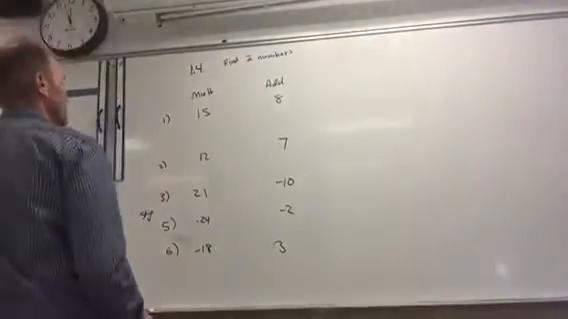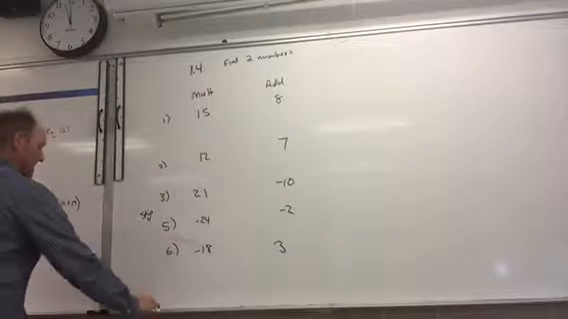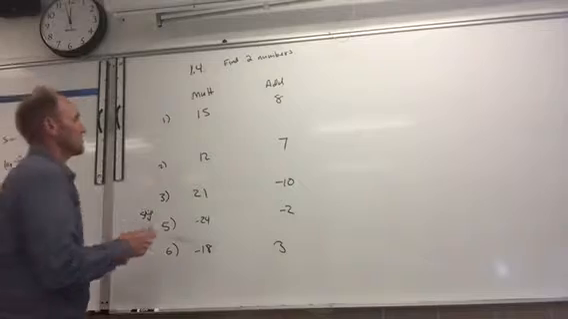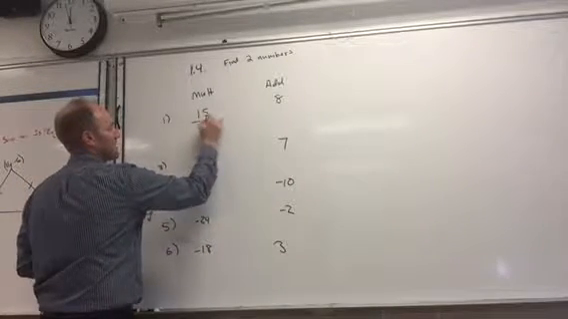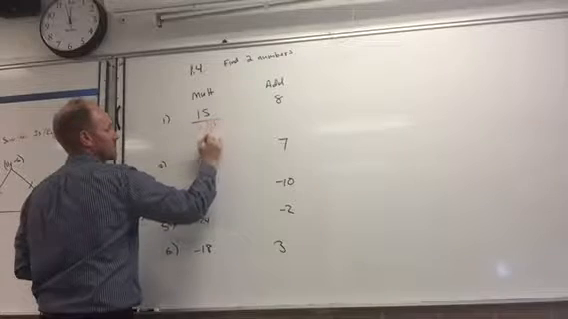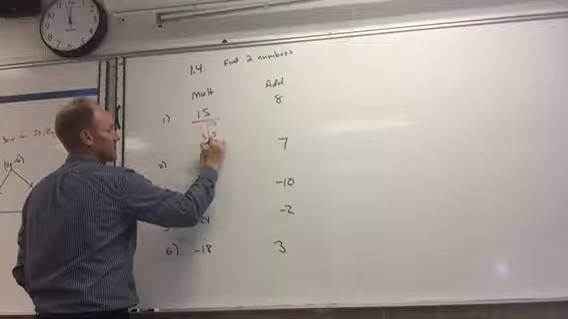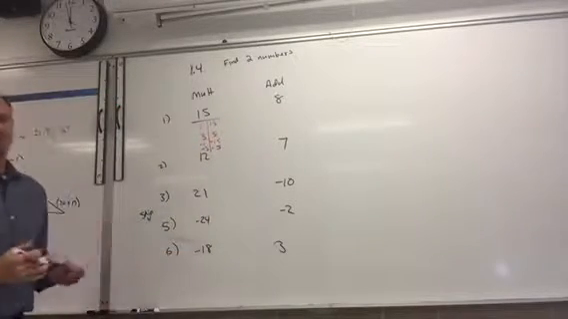All right, for lesson 1.4, what we're going to do is find two numbers that multiply to be something and add to be something. And here's what I mean by find two numbers. If I say find two numbers that multiply to be 15, you would have 1 and 15, and 3 and 5. And if you want to keep going, you can do -1 and -15, or -3 and -5. So there's many different ways.